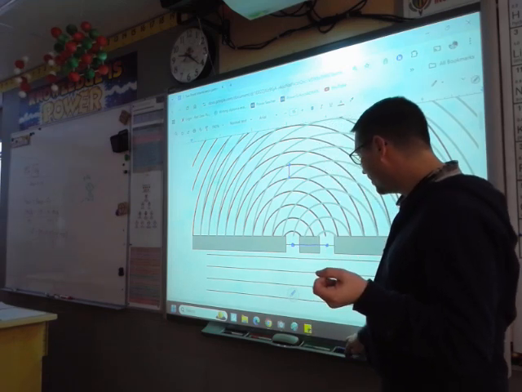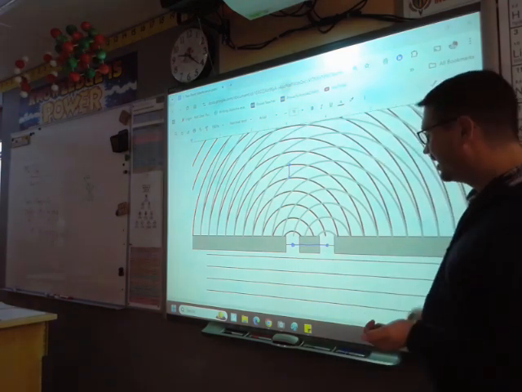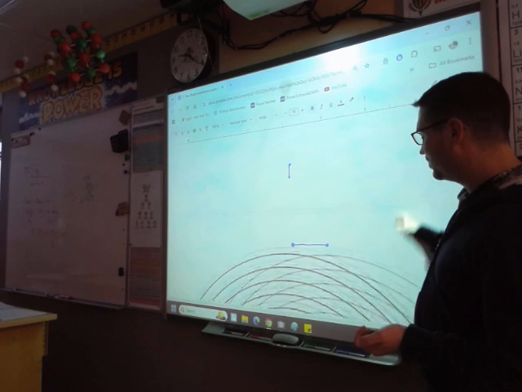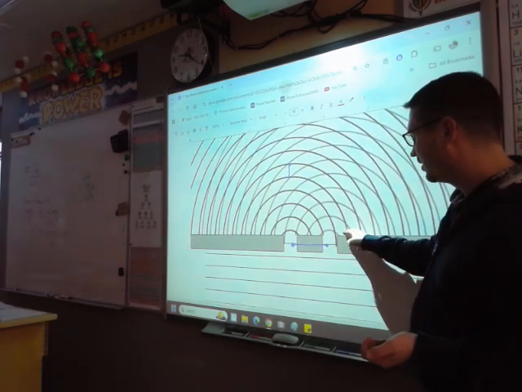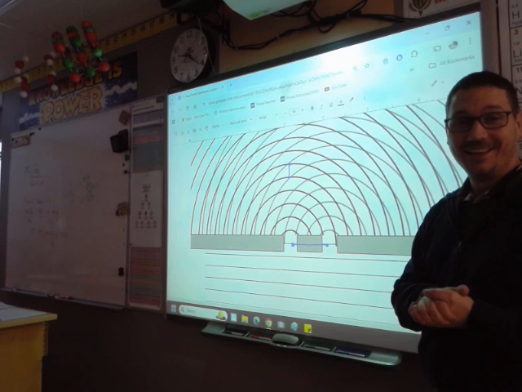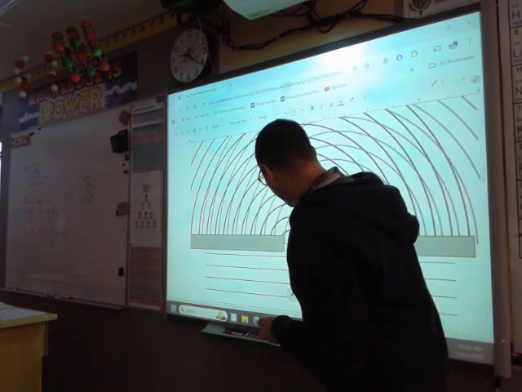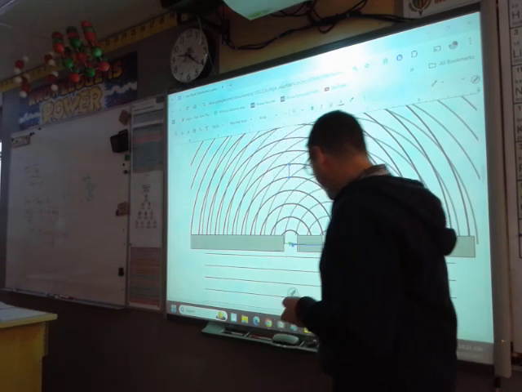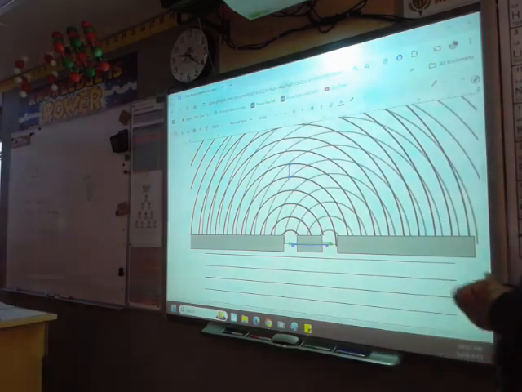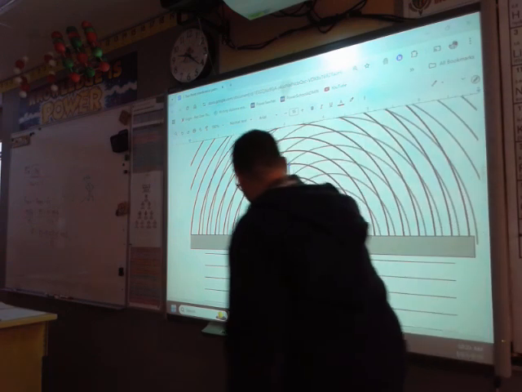I'm going to go from center to center of the openings. Is the distance between center to center of the openings different? Yes, it is. Are we okay with that? This one is from here to here. It's larger. And so we've created a different pattern.